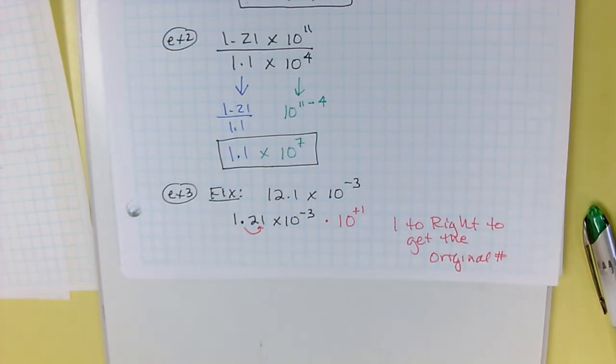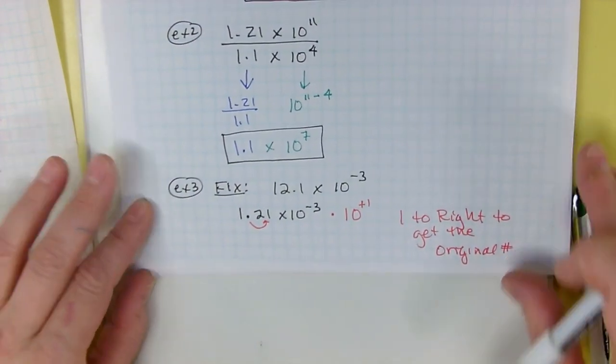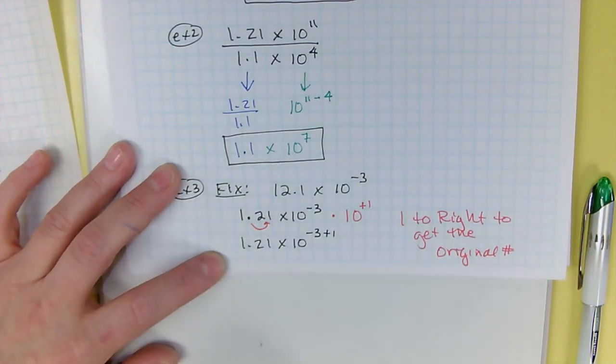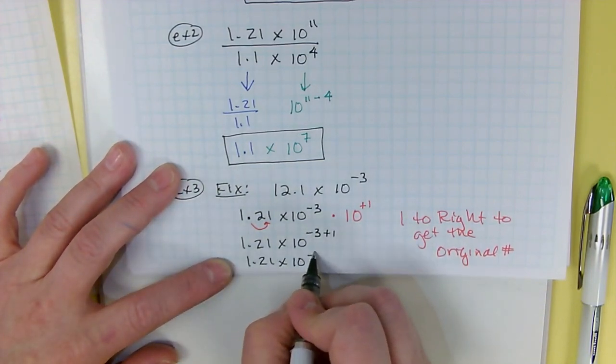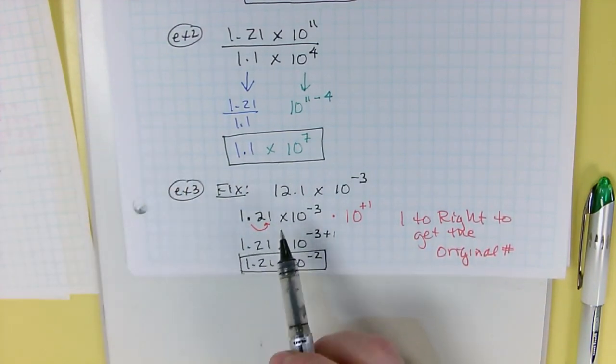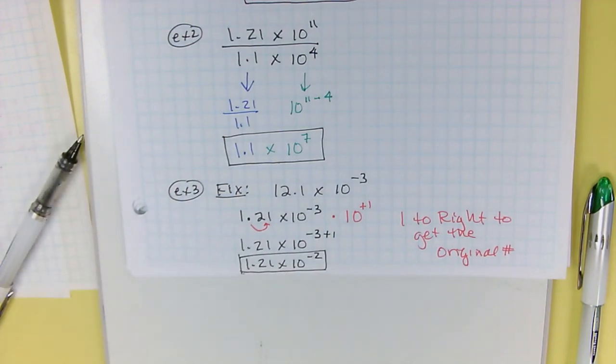So that means you're going to use your multiplication of exponents. So 1.21 times 10 to the negative 3 plus 1, which is 10 to the negative 2. So if you're fixing a number in scientific notation, put the decimal where it belongs, figure out what you need to do to go back to where it was. We needed to go 1 to the right, and that tells you if you're going to multiply by 10 to a positive number or 10 to a negative number. Depends if you're going to the right or the left. This one was to the right, so it was a positive 1. Multiply those together. Questions about that?